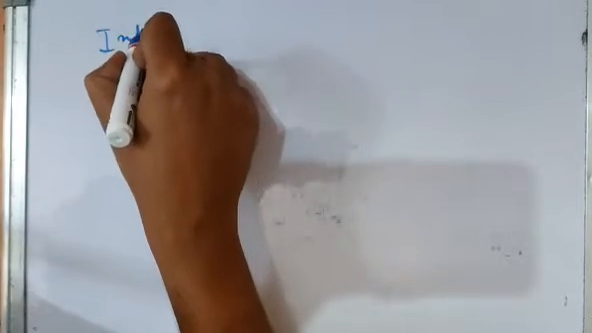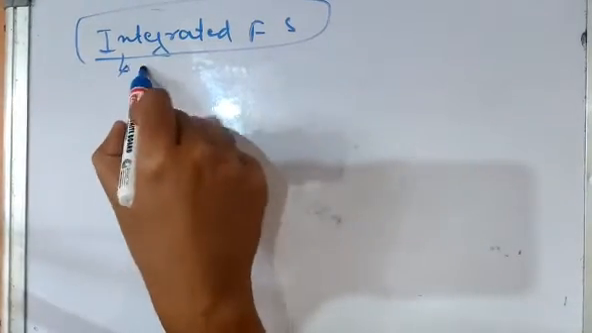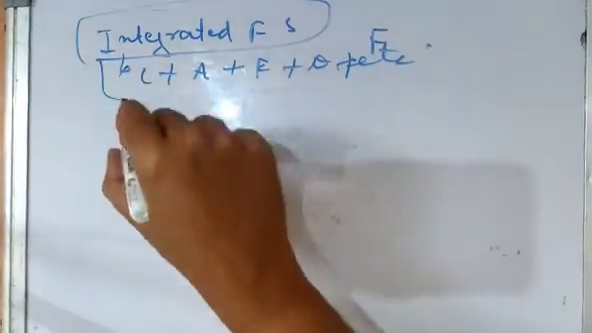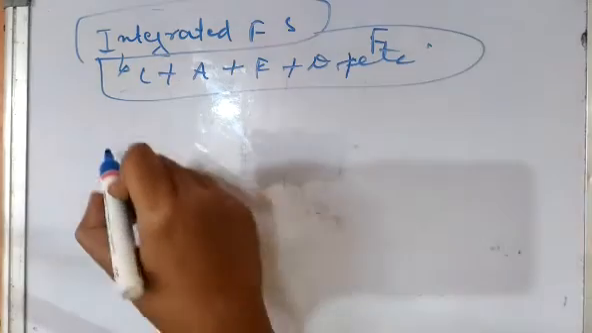Now moving on. What is integrated farming system? We are integrating major farming systems: crops plus animals plus fisheries, dairy, etc., and forestry. When we integrate all these, that is simply called integrated farming system. So what are its major advantages?